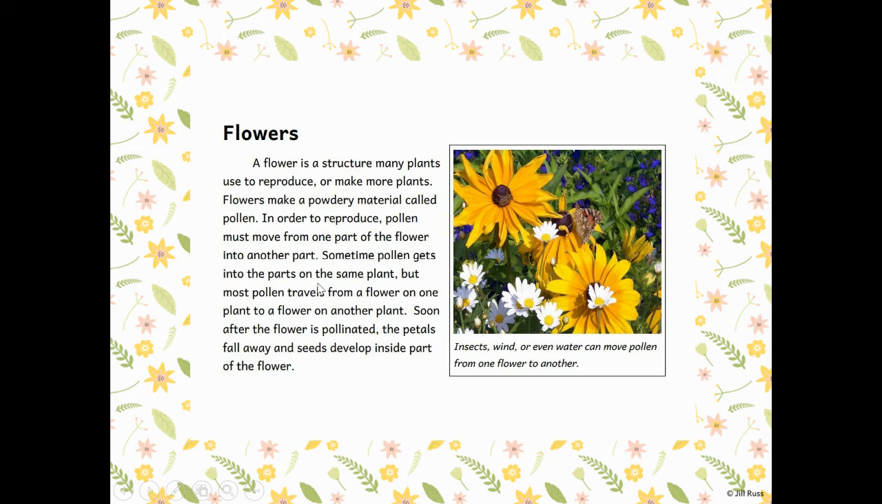Sometimes pollen gets into the parts of the same plant, but most pollen travels from a flower on one plant to a flower on another plant. Soon after the flower is pollinated, meaning it got a new piece of pollen, the petals fall away and seeds develop inside part of the flower. So when pollen goes onto a new plant, then we call it pollinated. It's gotten a new piece of pollen, and that's when the flower will die, but the seeds will grow inside.